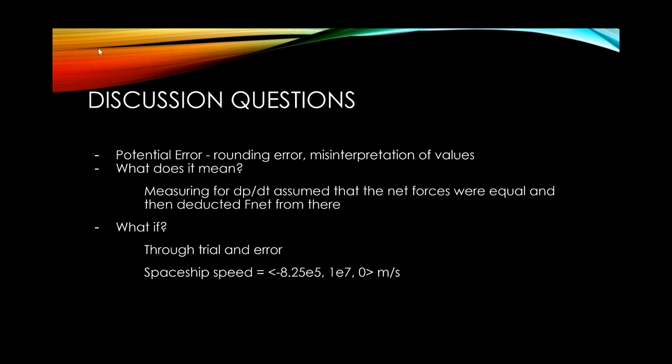I've calculated this and through trial and error found that in order to obtain an orbit, the spaceship's initial speed needed to be negative 8.25 e to the 5 in the x direction and 1 e to the 7 in the y direction in meters per second.